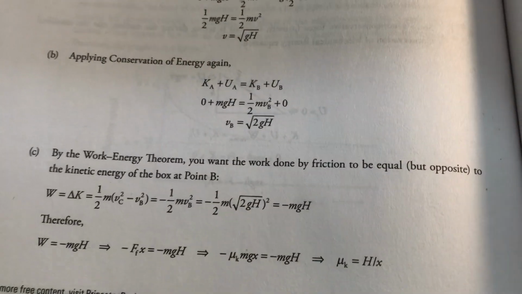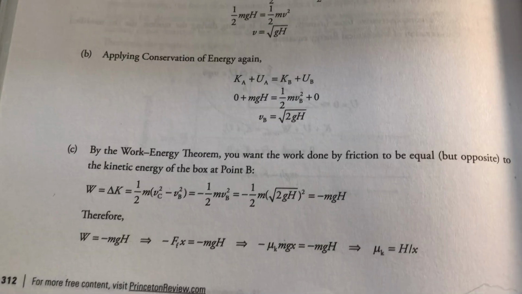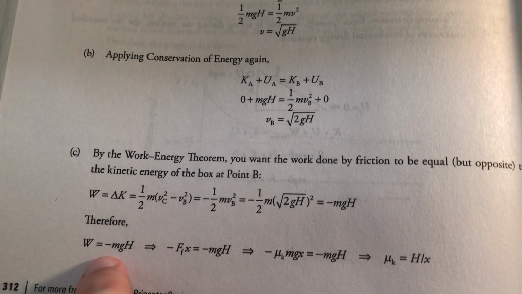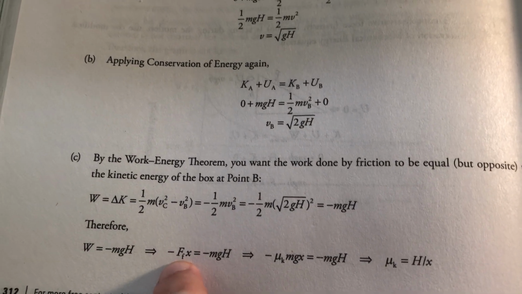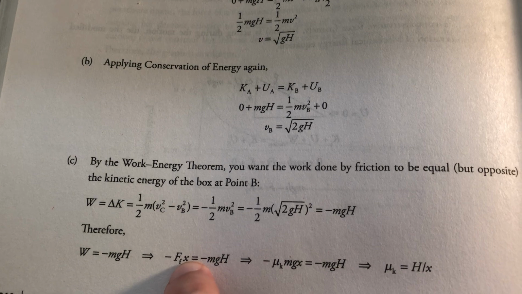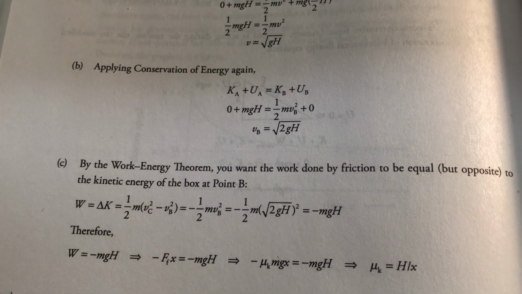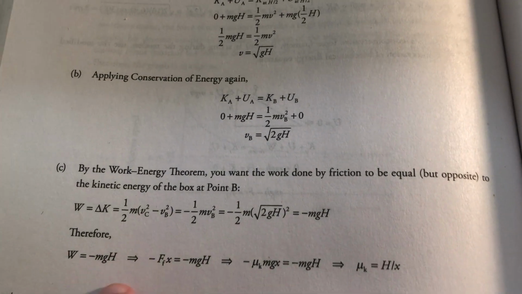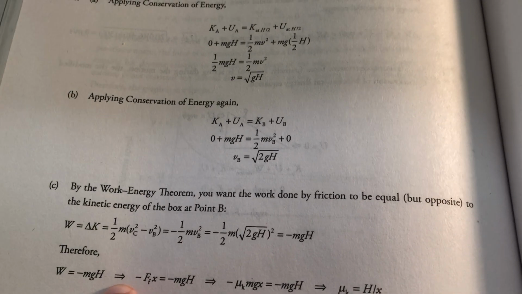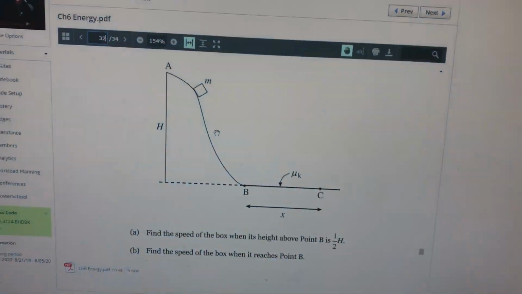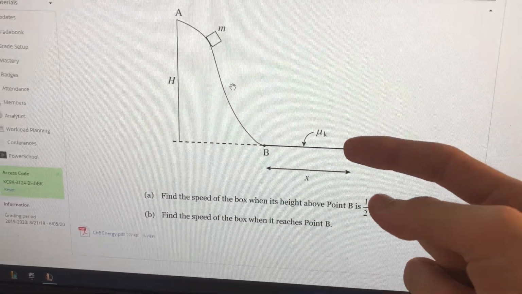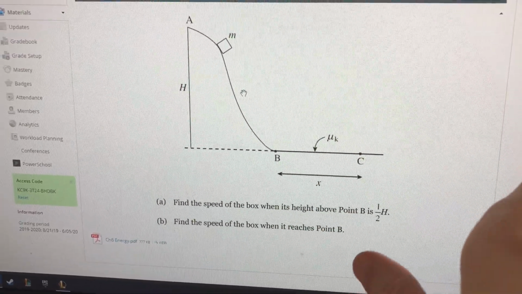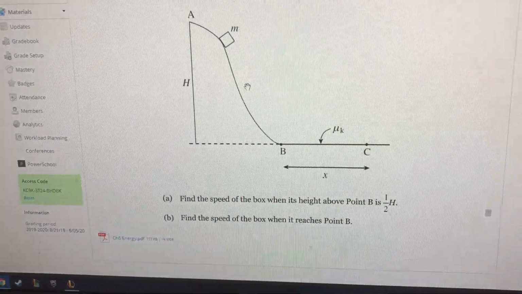So that's the work done by friction. If that work done by friction is negative mgh, we know that work is the force times the displacement times the cosine of the angle between them. Now what they're doing here, you'll notice a negative sign. They're accounting for the fact that if friction is acting to the left and the object is moving to the right, technically that's a 180-degree angle.